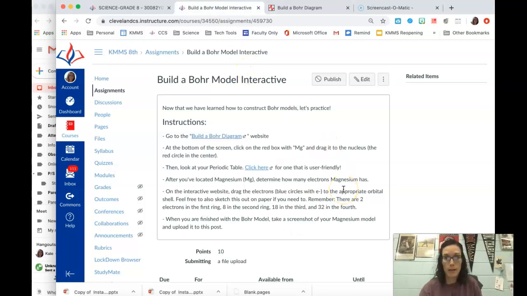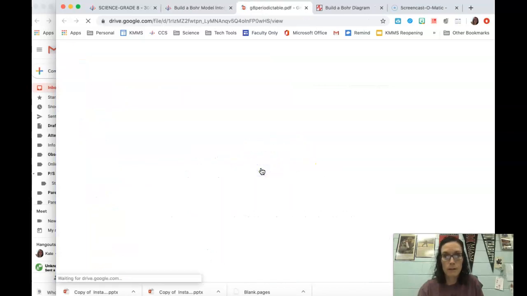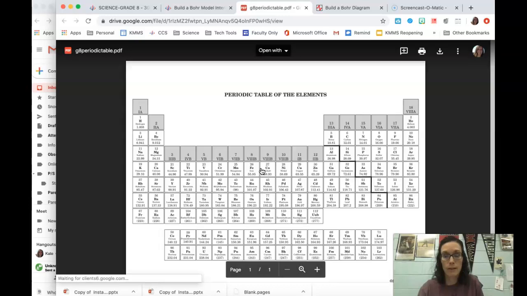You do need your periodic table. If you have a hard copy, I have my hard copy here. I like looking at a hard copy version as opposed to online when I'm doing something like this. It's easier for me to look at. But you are welcome to click on the periodic table here. This is the same periodic table you'll get if we take the EOG this year. So very easy to look at.